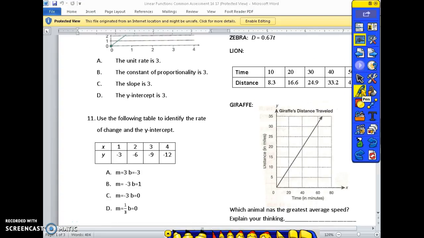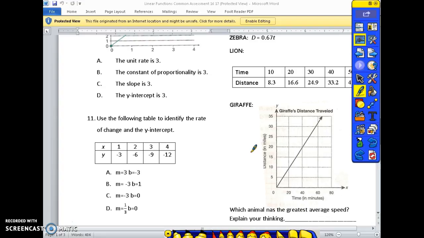According to the Friday letters, number 13 was hands down the most complex problem. Maria works for the zoo. She clocks the average speed of these 3 different animals. The question says which animal has the greatest average speed. Explain your thinking. You have an equation for a zebra, a table for a lion, and a graph for a giraffe. All you had to do was find the slope or the constant rate of change for each animal.